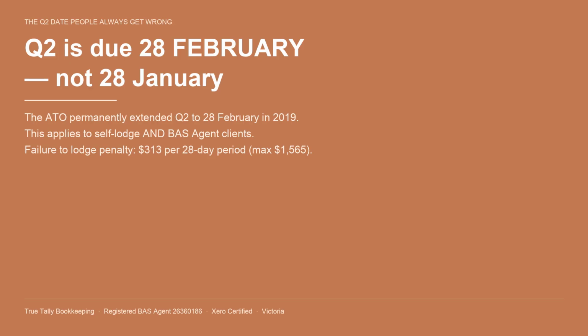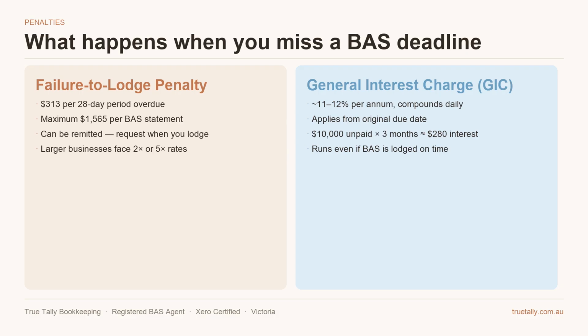Q2 is the 28th of February for both self-lodgers and BAS agent clients. No extension here because the self-lodge date was already extended. Q3 self-lodge is the 28th of April, through a BAS agent it extends to the 25th of May. Q4 self-lodge is the 28th of July, through a BAS agent it extends to the 25th of August. So 3 out of 4 quarters give you extra time when you use a registered BAS agent.